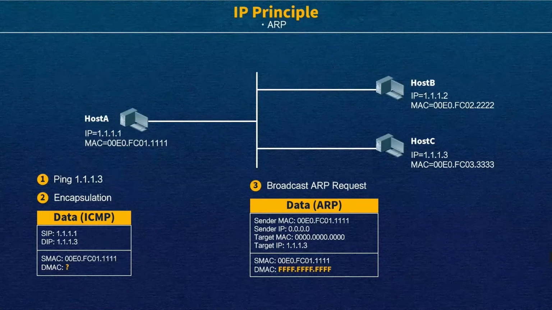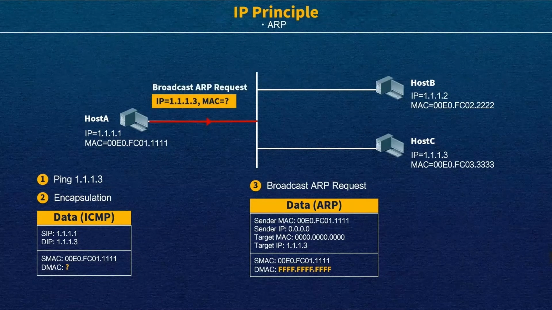And this ARP request is also a broadcast, because your destination MAC address is FF, right? And this message host A sends out is a broadcast ARP request: I want to know the MAC address of 1.1.1.3. Because this is a broadcast packet, within the same broadcast domain, all the terminals, including host B and host C, will receive this information, right? And what's the next step?